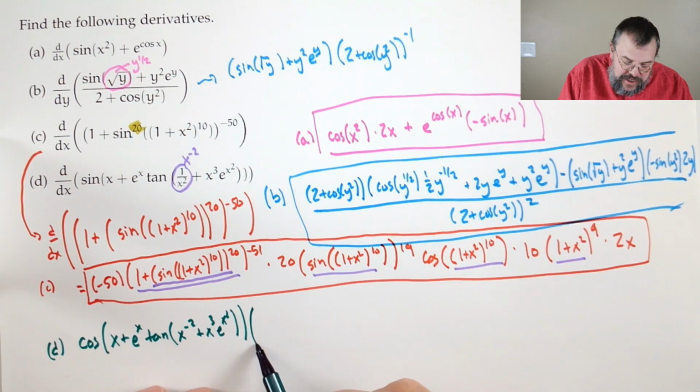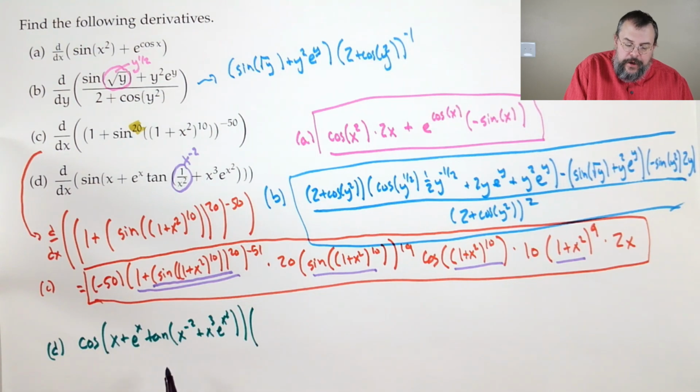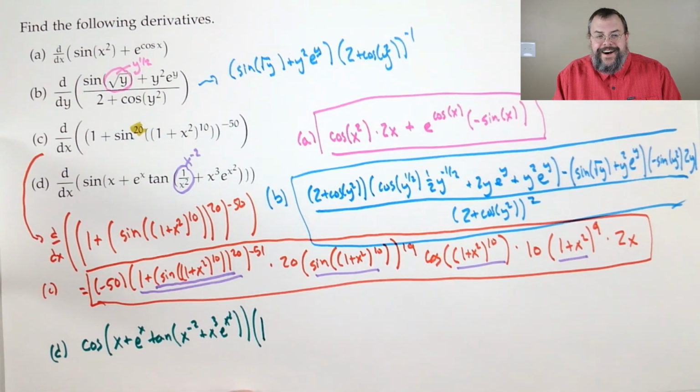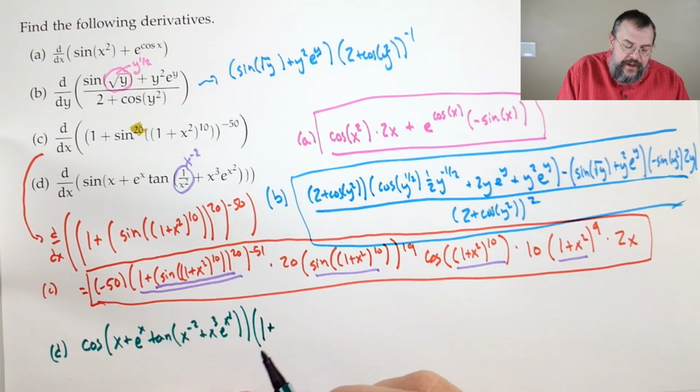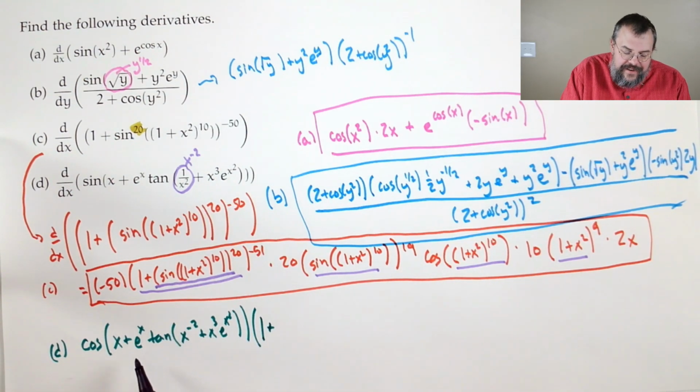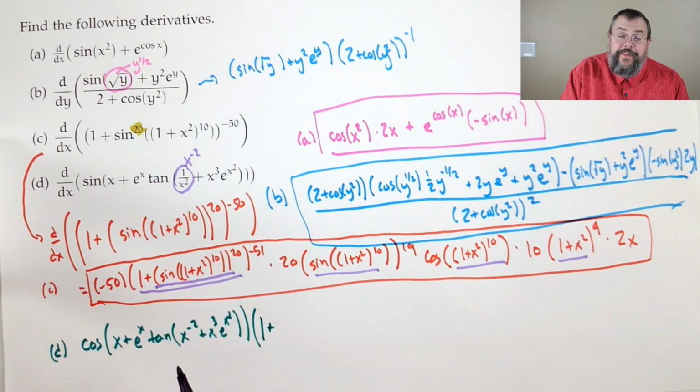So, derivative of the inside. Well, we have a plus, which means we need to take the derivative of the first and the derivative of the second, and we add them together. Now, the nice news is the derivative of the first is straightforward. So, 1. I like the derivative of x. It feels good. Plus, now, e to the x times tangent, well, that means we need a product rule.